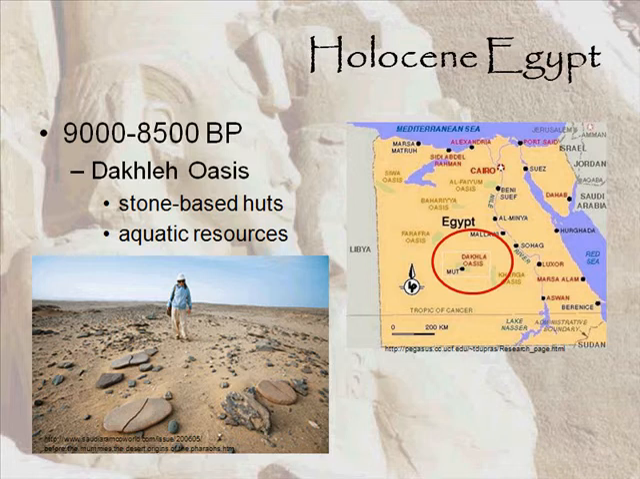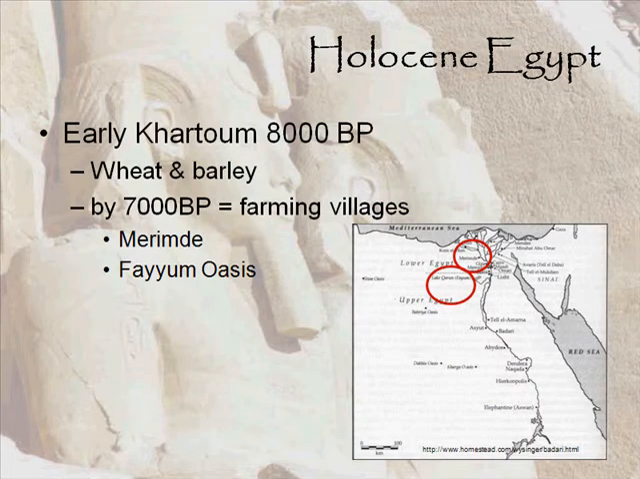And this is going to be some of the origins of farming, which really emerges in the early Khartoum period around 8,000 years ago. And here we see wheat and barley. Both of these are imported plants. They're not native to the area. But we also see flax, which is native to the area, being cultivated.